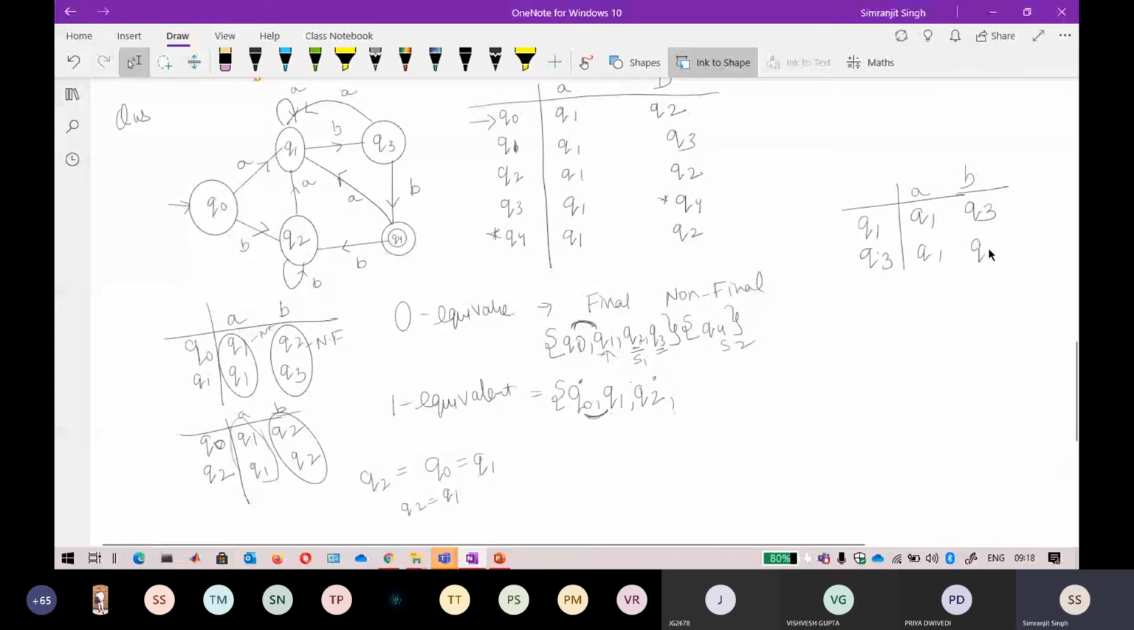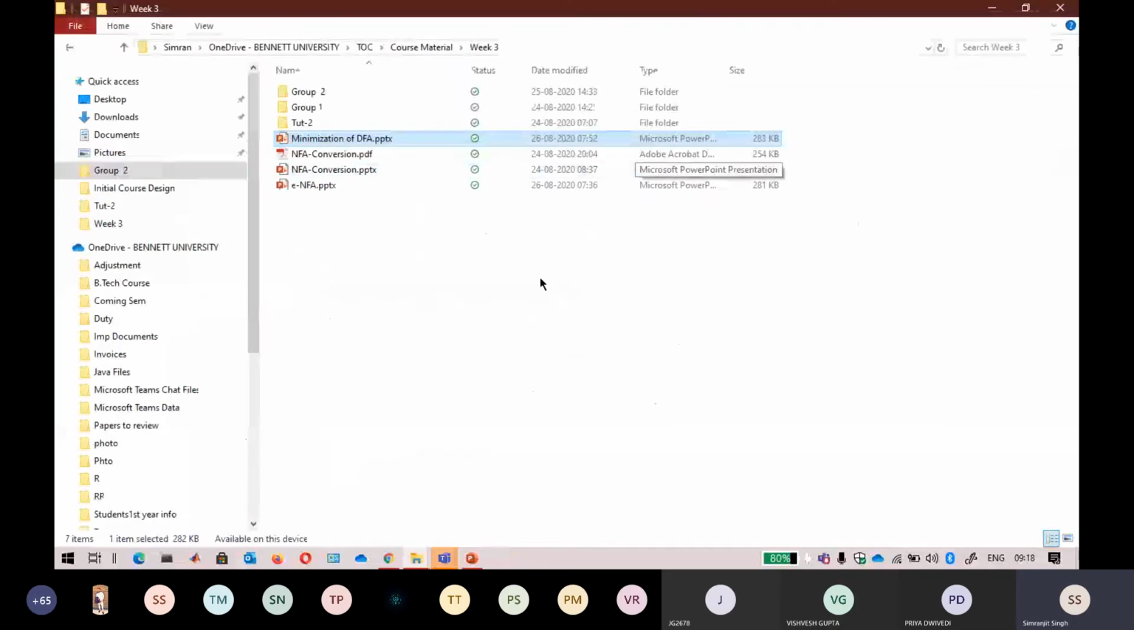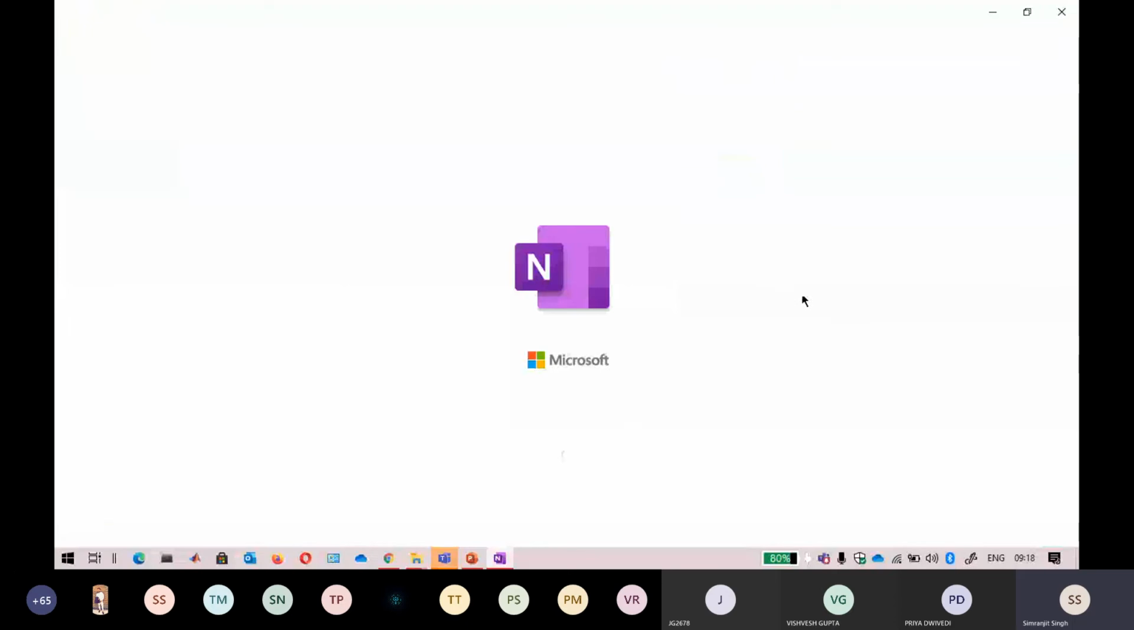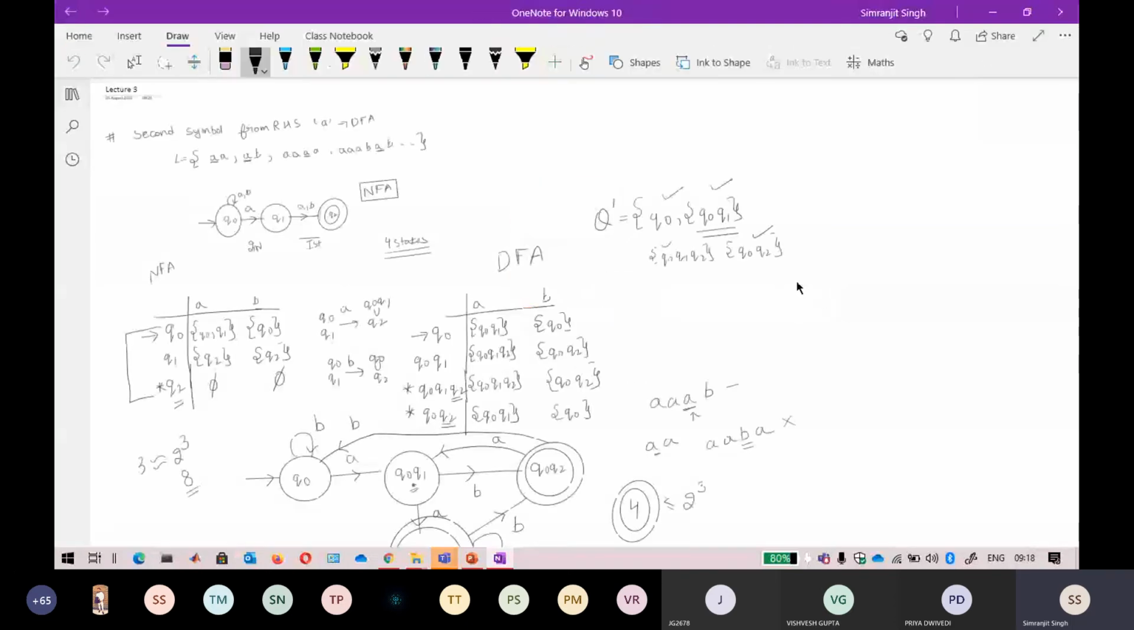If you clearly look at this, Q1 and Q1 belong to the same set, so there is no worry. But here, look at this carefully. Q3 belongs to set 1 and Q4 belongs to set 2. So it means Q1 and Q3 are not equivalent to each other.